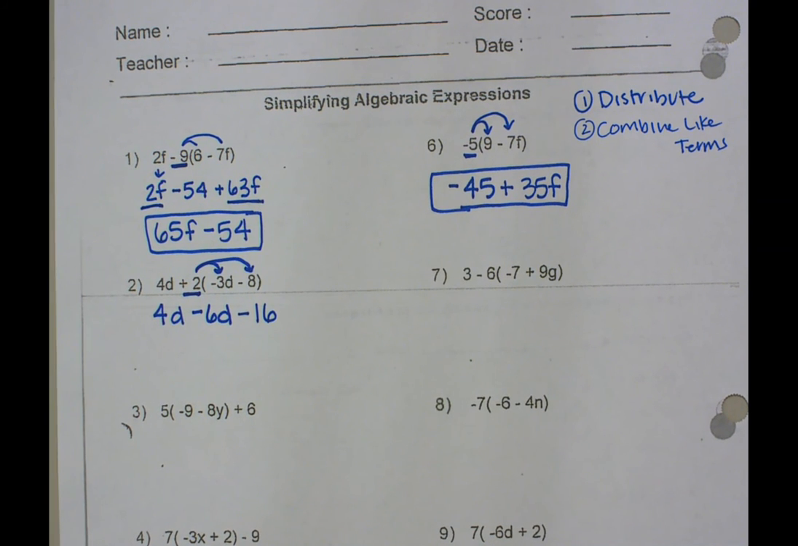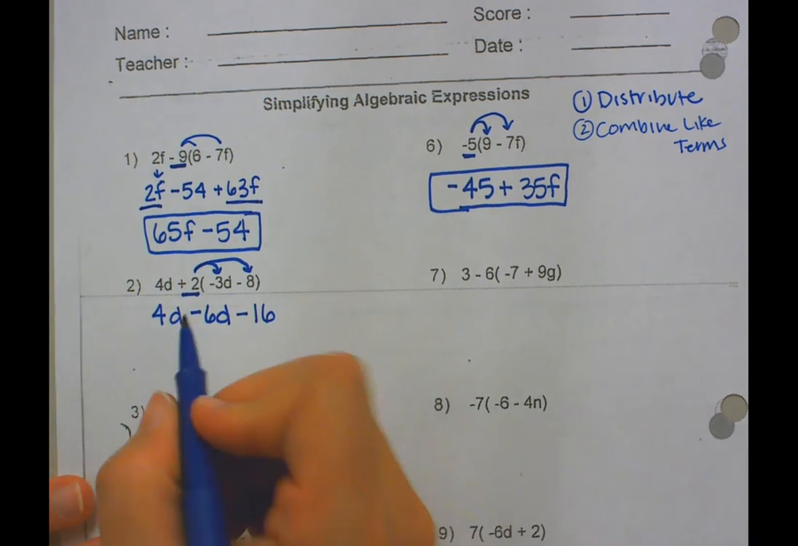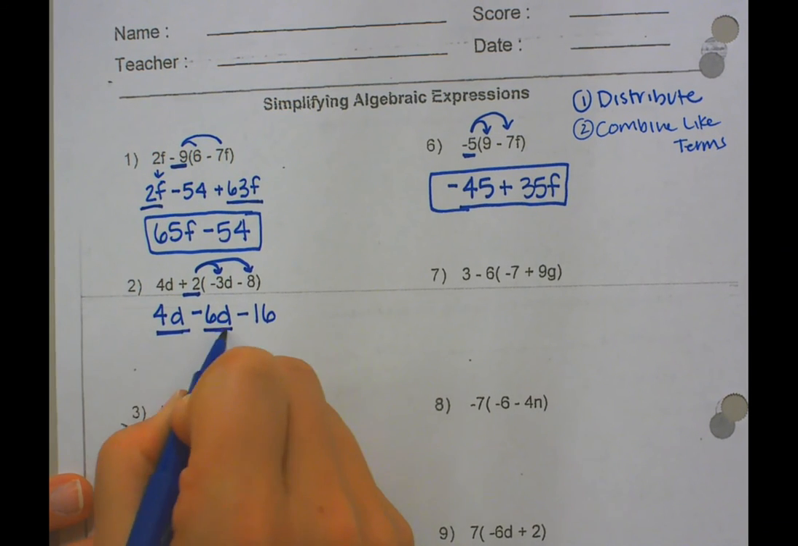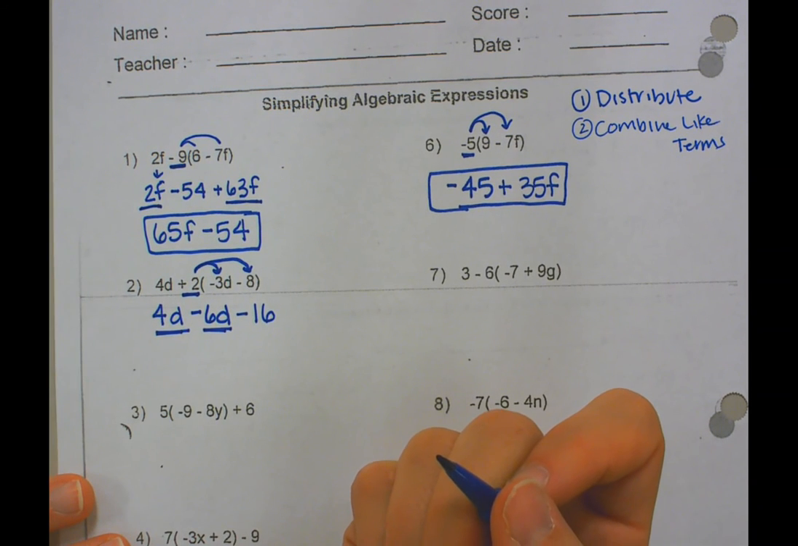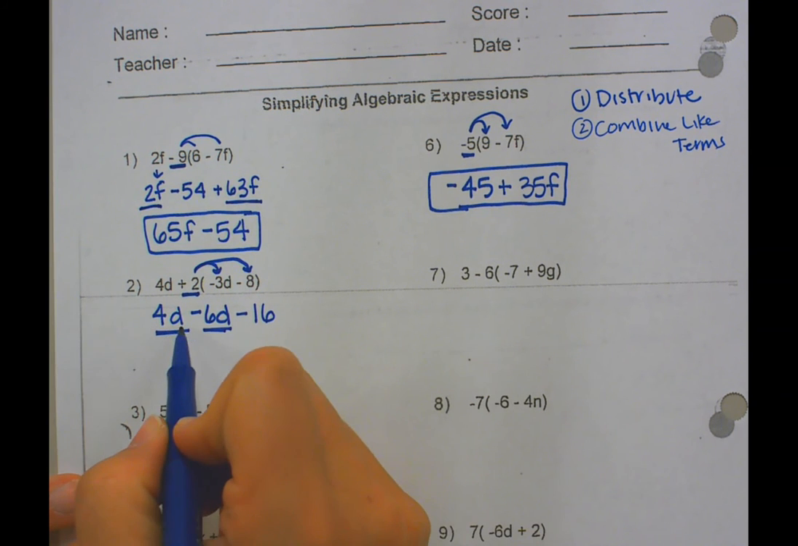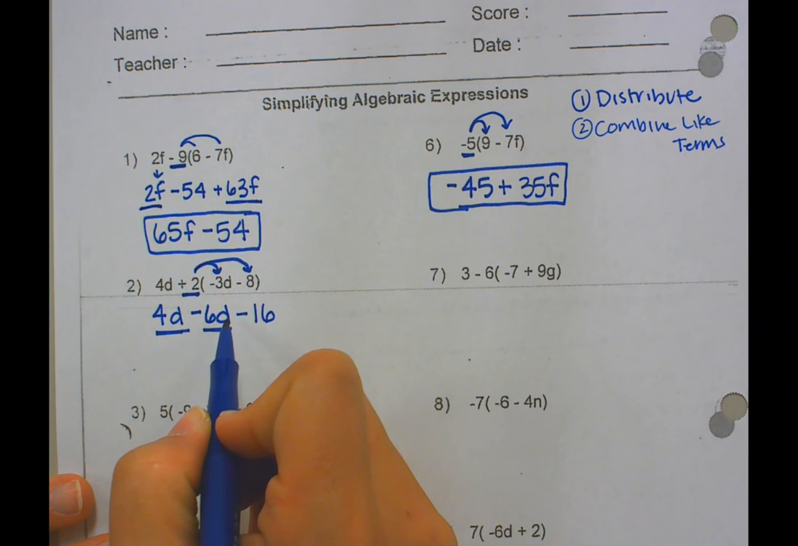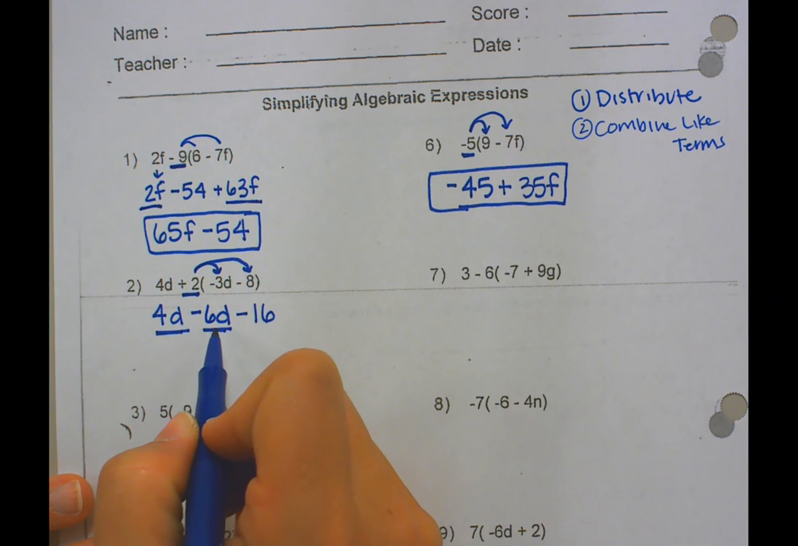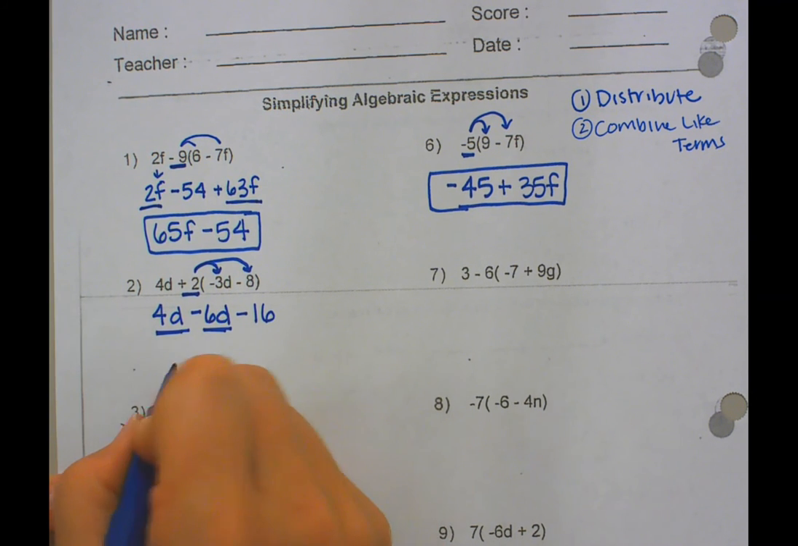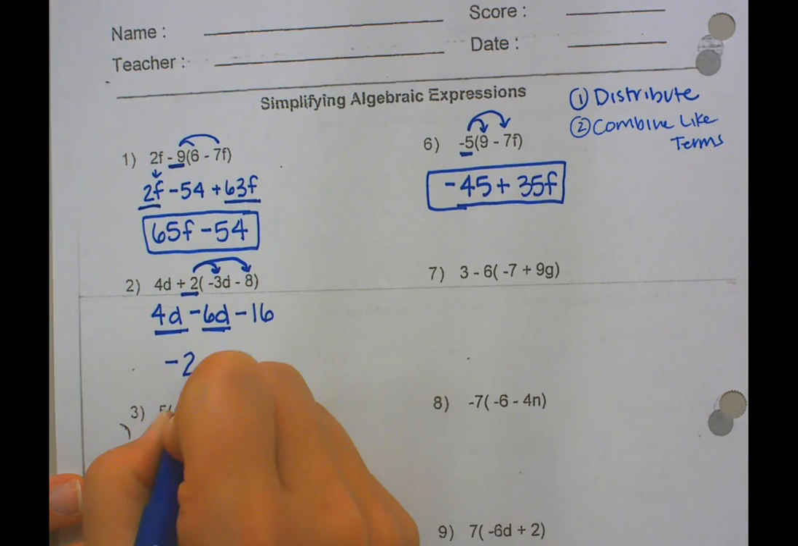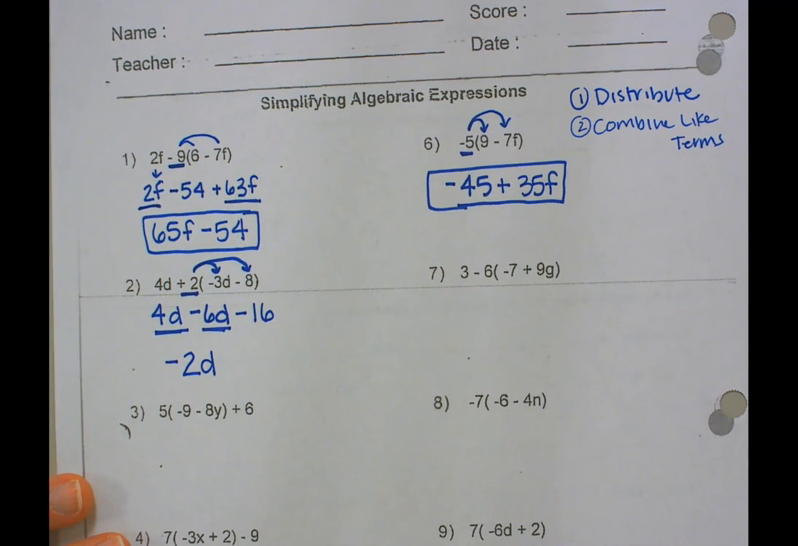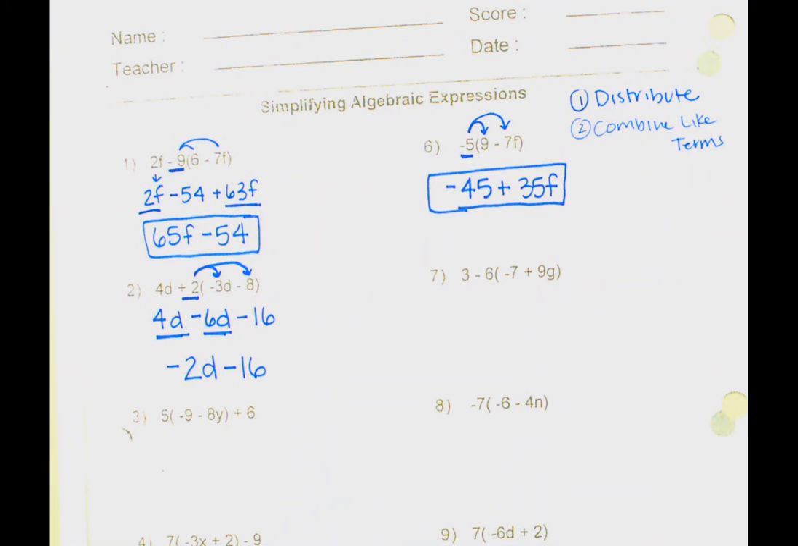So then I'm going to combine any like terms. So both of these are a number with one letter, so I can combine these two together. So 4d minus 6d. They are different signs, so I'm going to subtract, 4 minus 6 would give me -2. And then the term stays the same. And then I bring down the 16 because there's nothing to be combined with it. So my final answer was -2d minus 16.